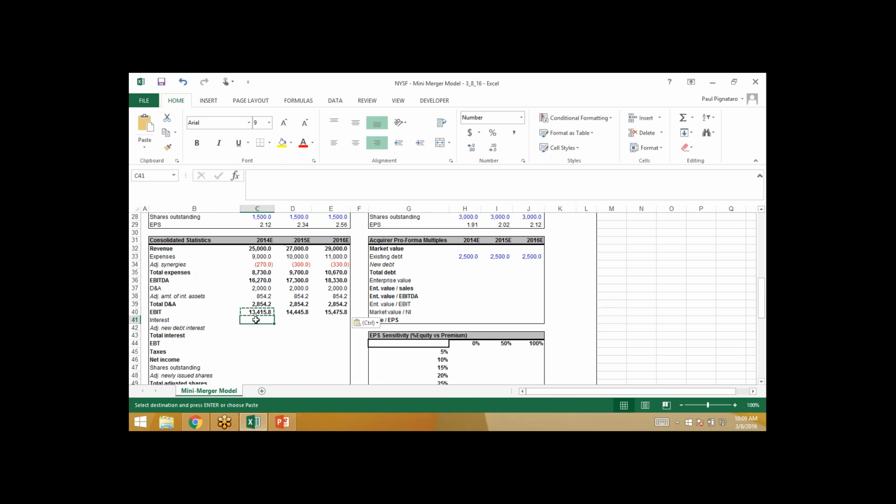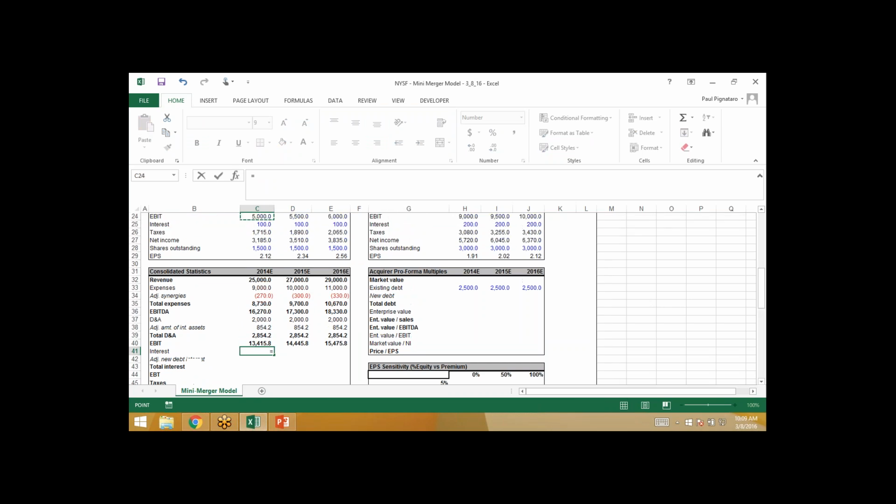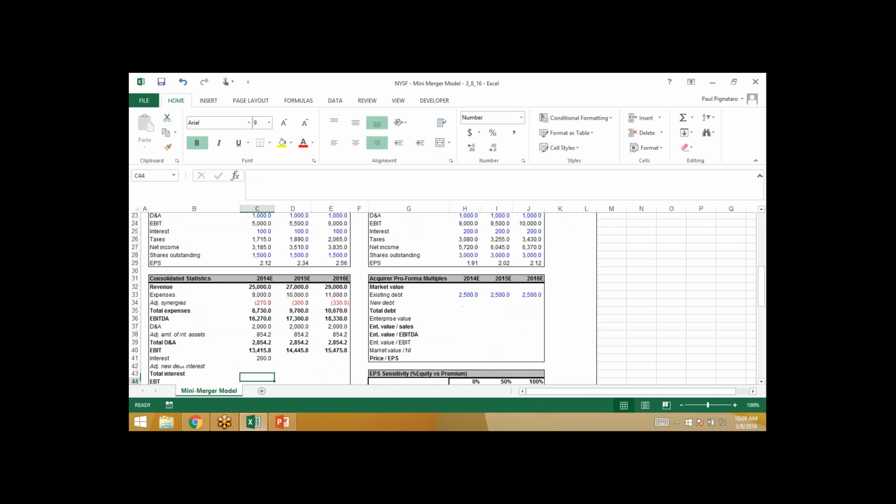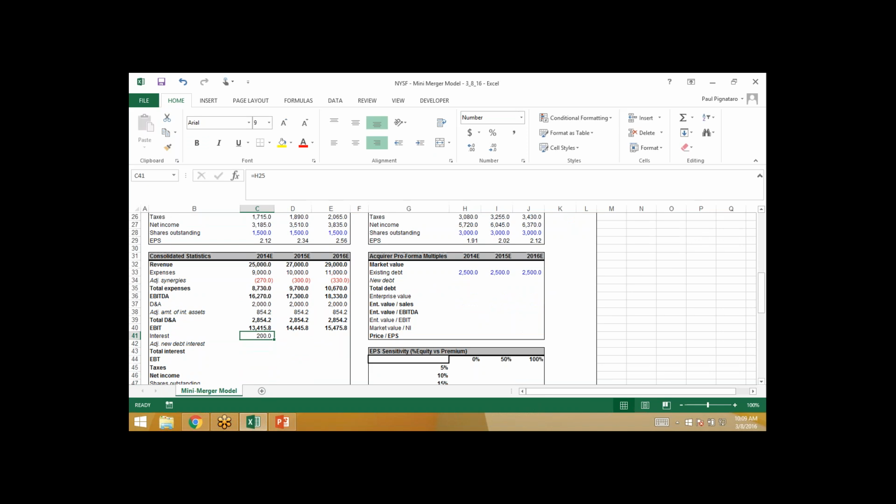What do we do about interest? Acquire only. No target interest expense. Remember that. Interest is acquire only. Right? Copy that to the right. And then there's new debt interest. This is the adjustment on the debt that we've raised, the interest on the debt that we've raised.